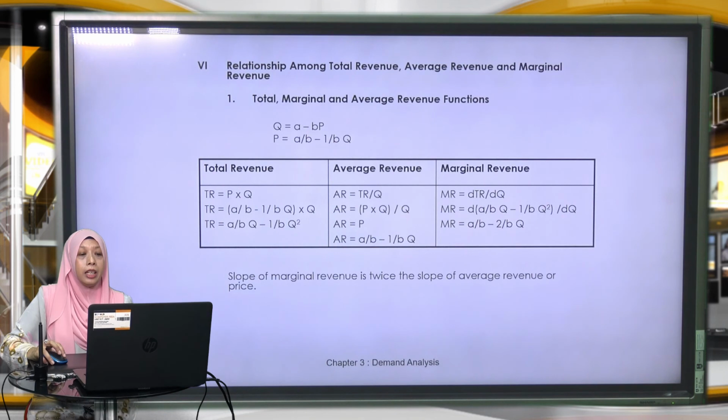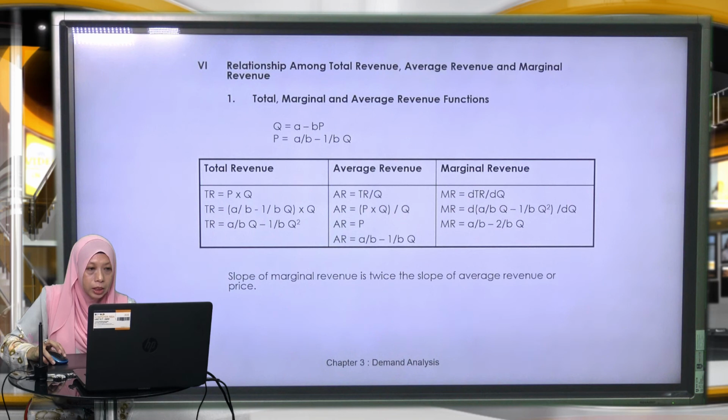For that reason, the equation for your average revenue is going to be exactly the same as your price function. Now, the last revenue concept is marginal revenue. Marginal revenue tells you how much revenue changes when you change output by 1 unit. When we talk about marginal, we can also use the concept of differentiation. So in deriving the marginal revenue function, you have to differentiate the total revenue function with respect to Q.